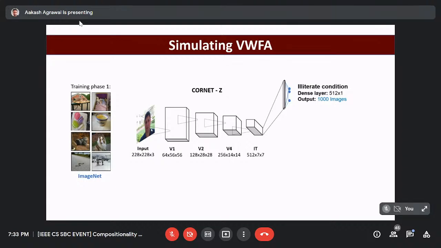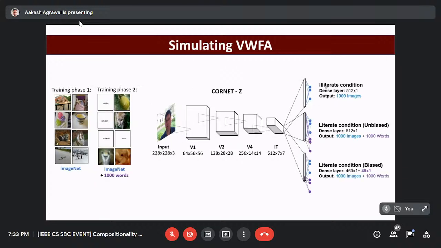For that, we used a very simple architecture, CORnet-Z, which is loosely inspired by the brain, and different layers of the network correspond to different layers of the visual cortex. Initially, this network was trained to recognize ImageNet images, and we call this the illiterate network. In the second phase, once the network is fully trained to recognize objects, we introduce words, and we train the network to simultaneously recognize both objects and word images.